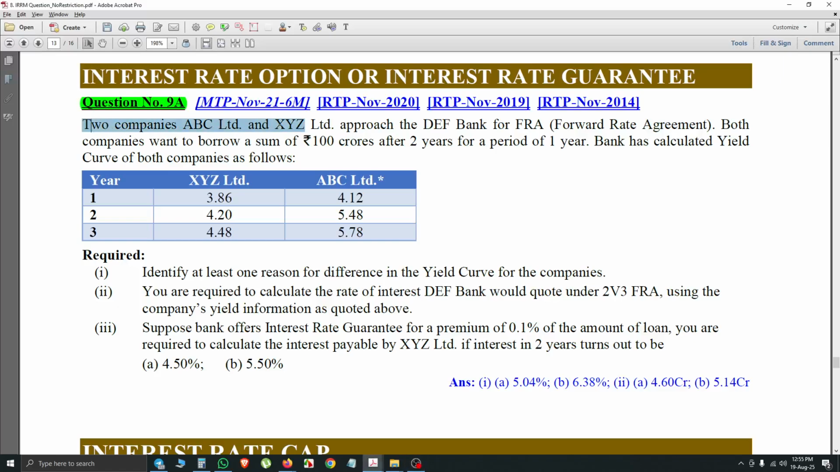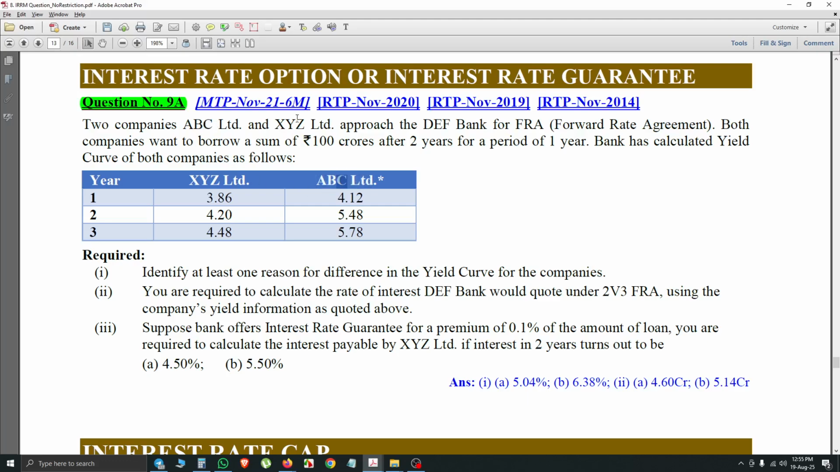Two companies, ABC Limited and XYZ Limited, approached DEF Bank for a forward rate agreement. Both the companies want to borrow a sum of rupees 100 crores after 2 years for a period of 1 year. Bank has calculated the yield curve of both the companies as follows: XYZ and ABC.